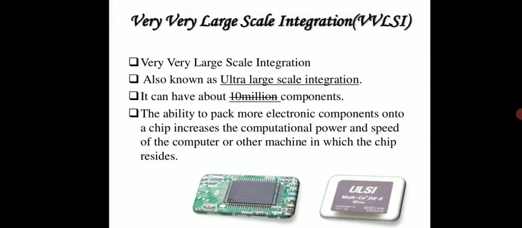ULSI, ultra large scale integration, also known as very very large scale integration, can have about 10 million components in it. The ability to pack more electronic components onto a chip increases the computational power and speed of the computer or the other machine in which the chip resides.